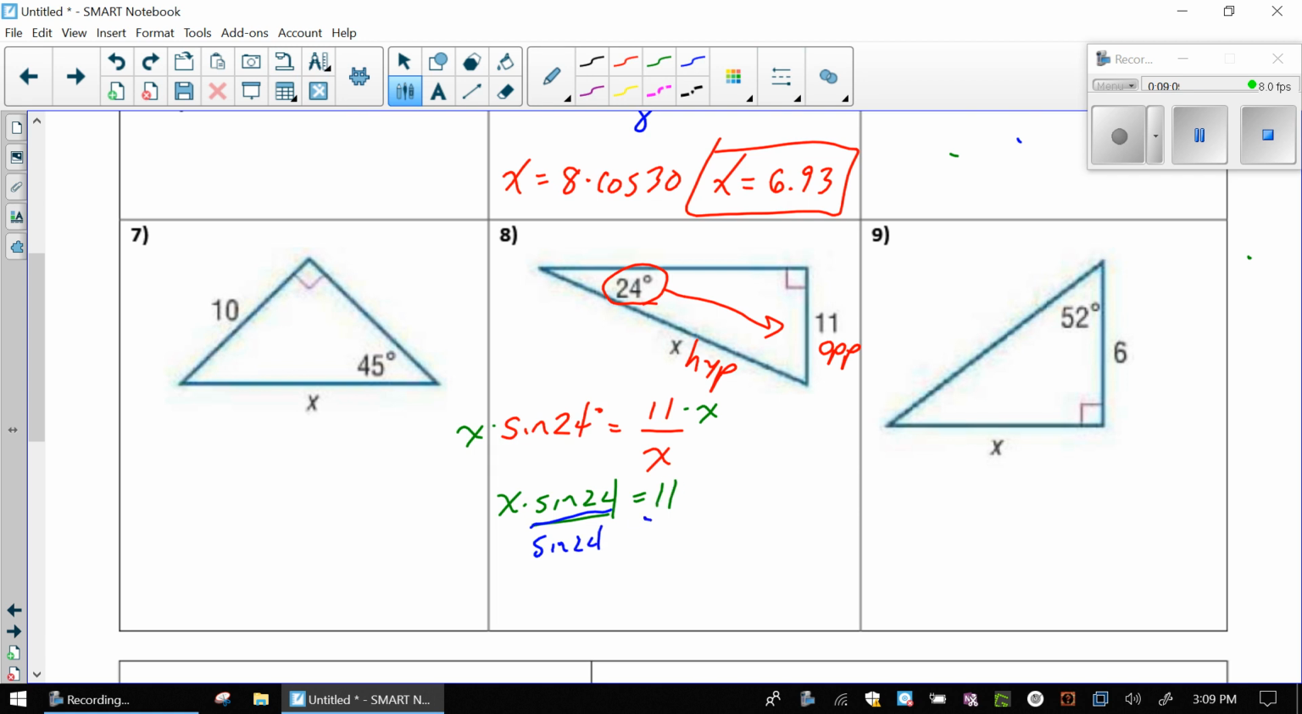And notice, I'm not putting this in my calculator till the very end because I don't want a rounding error. So now this is what goes in my calculator. 11 divided by sine of 24, close the parentheses, hit enter, and we get x equals 27.04 when I round it.